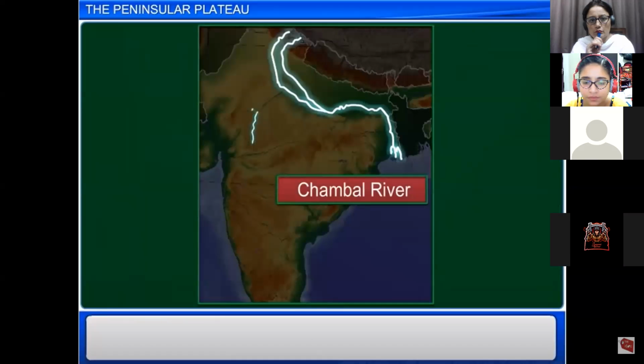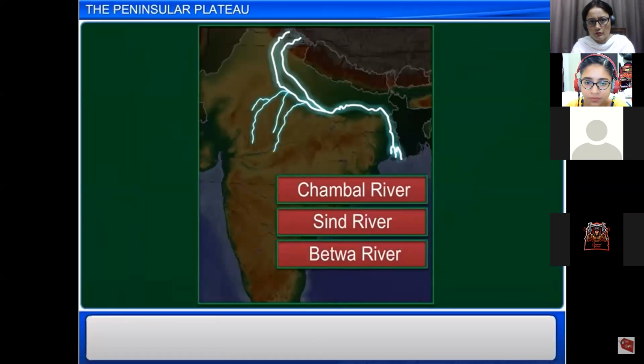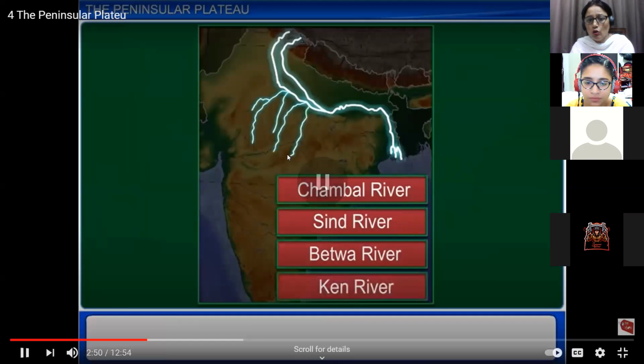They are the Chambal, the Sindh, the Betwa, and the Ken. All these rivers you are supposed to mark on a map also. This is Chambal, the first one; it flows through the Malwa Plateau. This is Betwa, this is Sindh, this is Ken. All these four rivers are temporary rivers.